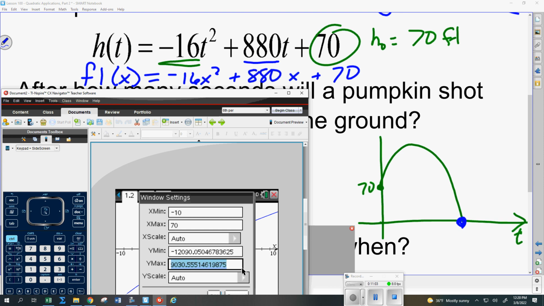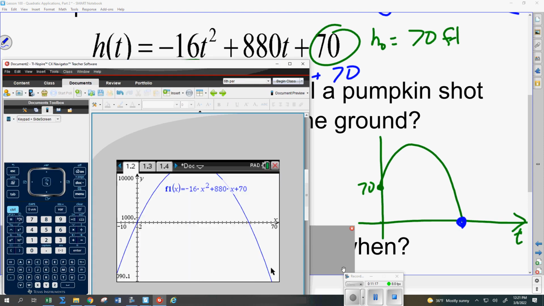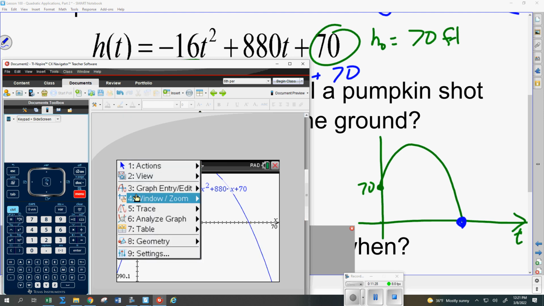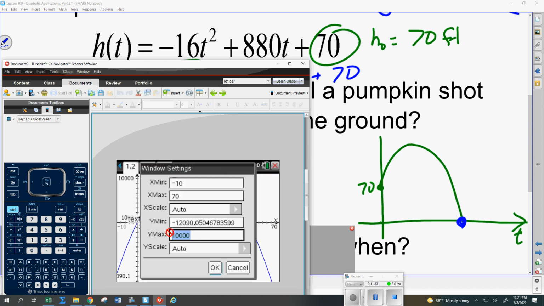How high do you think I ought to have to go? 10,000, 15,000, 10,000. Let's see what happens. We can always change it again. And so if we do that, and okay, it's looking better. I do see where it hits the ground, but I don't see the top of it yet, right? So I like to see the top of the vertex of my parabola. So I'm going to change it again. Menu, window zoom, 1 for the window settings. And let's maybe try 15,000 this time.